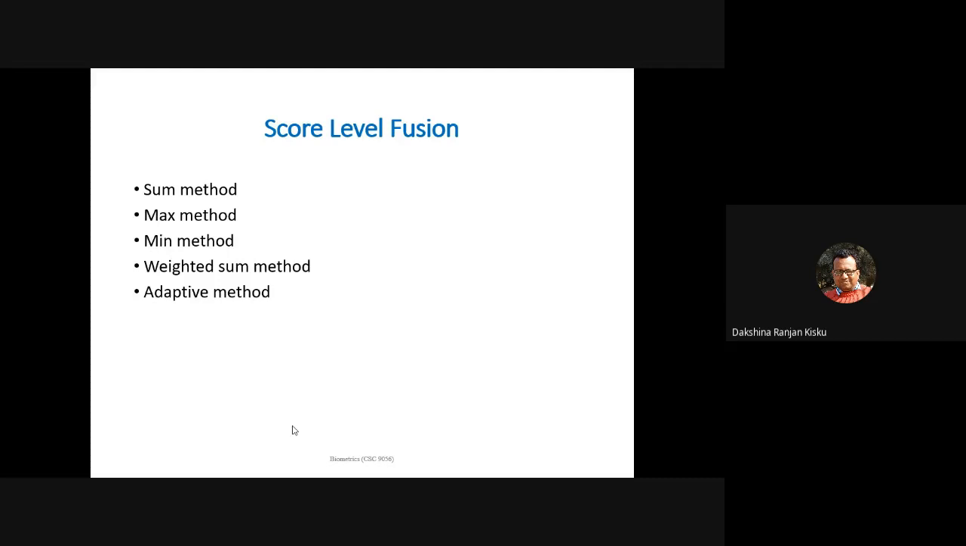In the max method, whenever the corresponding matching scores are compared together, we take the maximum score. That means we pick the maximum among two scores and put it in the consolidated vector. In this way we have the consolidated matching scores by the max method. Similarly, we can use the min method: we pick the minimum score among two matching scores and put it in the consolidated vector. We can also have the weighted sum method, in which we assign some weight.